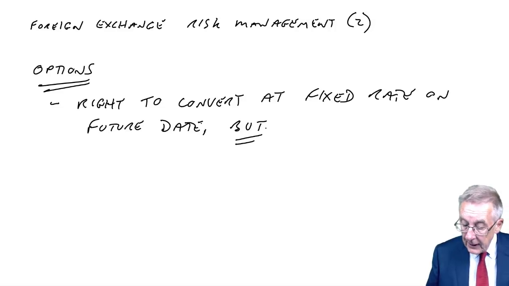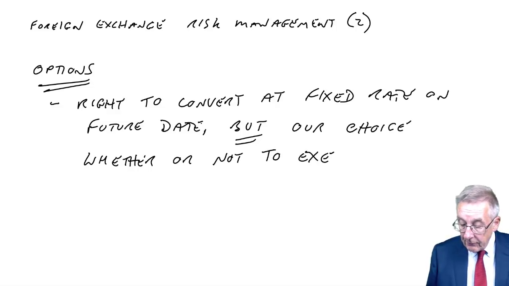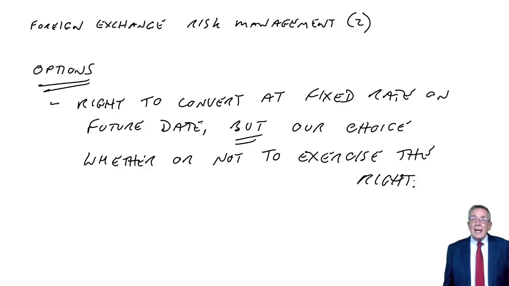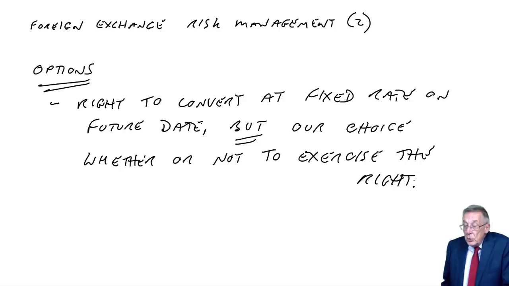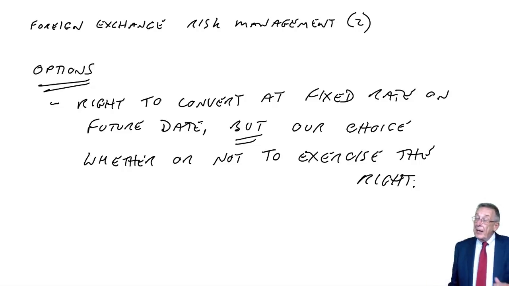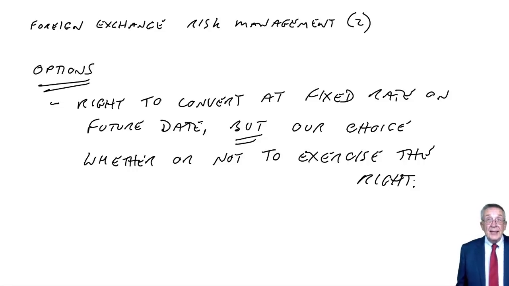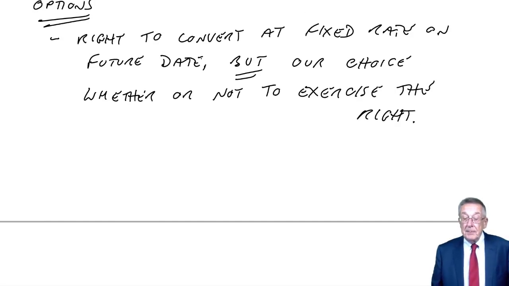But, and here's the big difference, it's our choice whether or not to exercise the right. So I'll illustrate it in a minute to make sure you all see what I mean. But we've got the right to convert at a fixed rate, but we don't have to. So when it comes to the date of the transaction, it's our choice. If the spot rate has moved in our favour, use the spot rate. Throw away this option. But if things have gone wrong and the spot rate's moved against us, fine. Exercise the option and convert at the fixed rate. And so, if you've got me, it is actually beautiful. But I'm going to illustrate with some numbers.